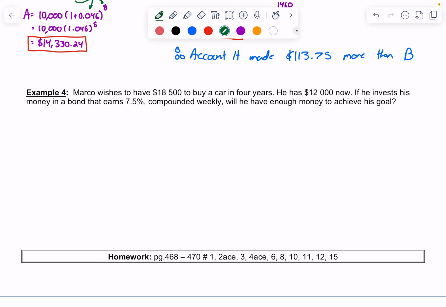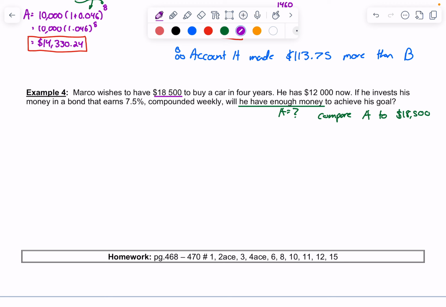He has $12,000 now. If he invests his money into a bond that earns 7.5% compounded weekly, will he have enough money to achieve his goal? Okay, so this means go through your scenario and calculate A, right? And then what the question is saying is compare this value to this. So this whole question is saying compare A to 18,500 and say, do we have more or less, okay?